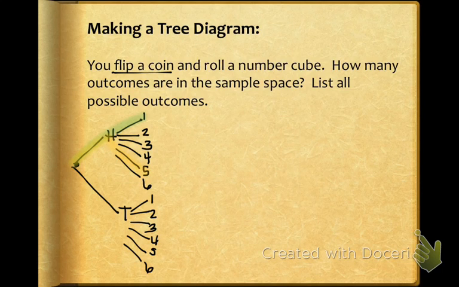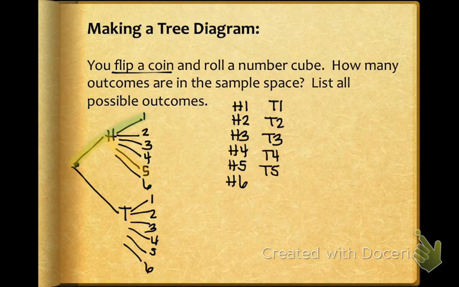So this tree is going to give us our whole list. I could roll heads 1, heads 2, heads 3, heads 4, heads 5, or heads 6. Or I could have gone down the second branch. I could get tails 1, tails 2, tails 3, tails 4, tails 5, tails 6.